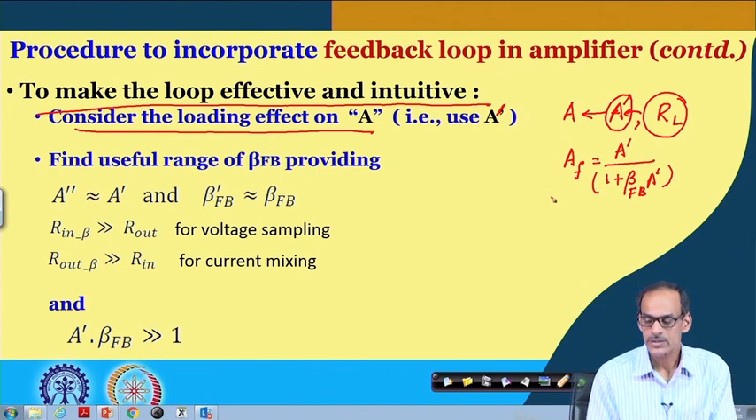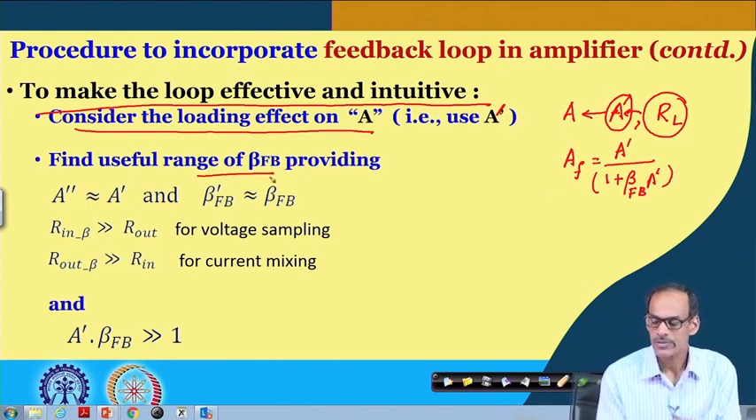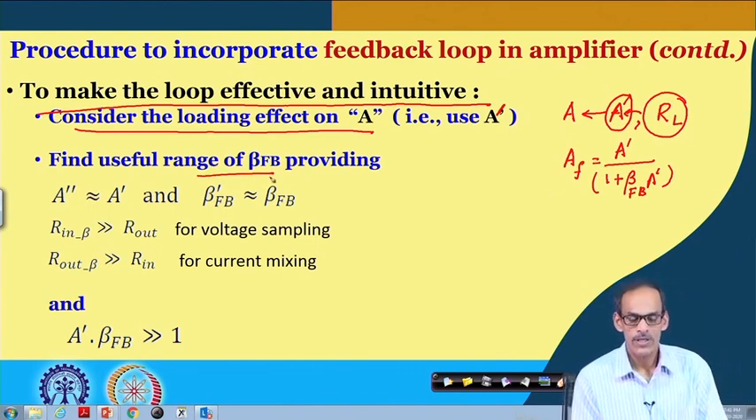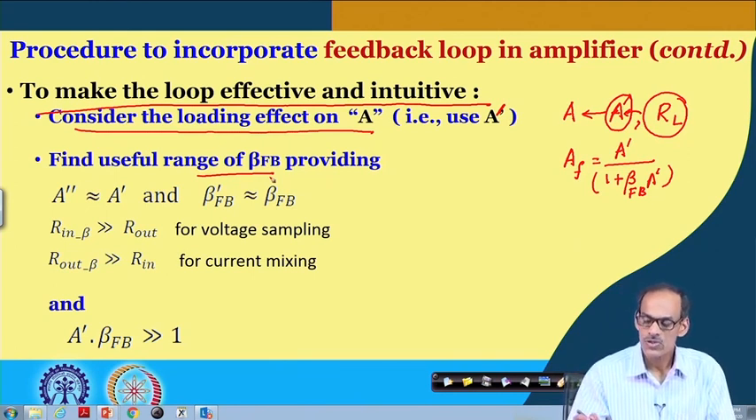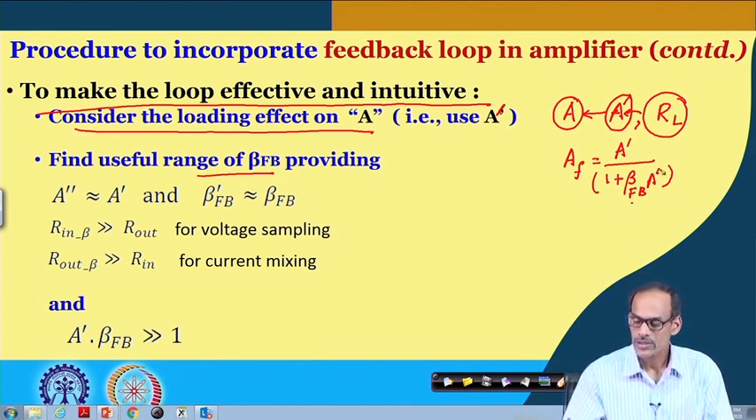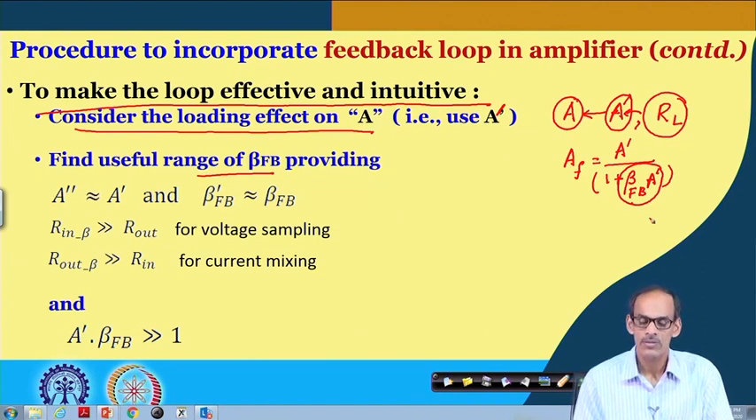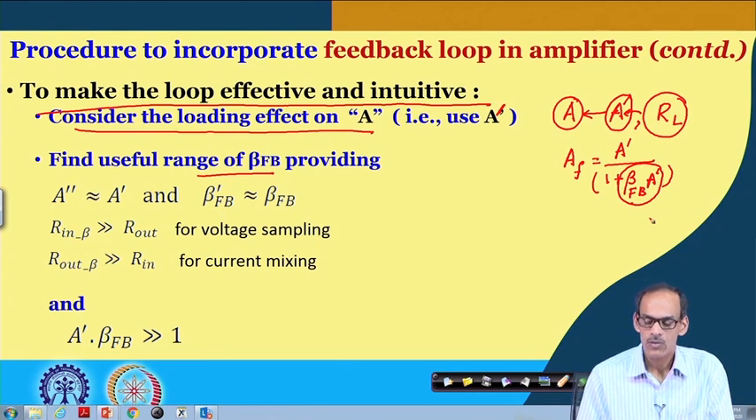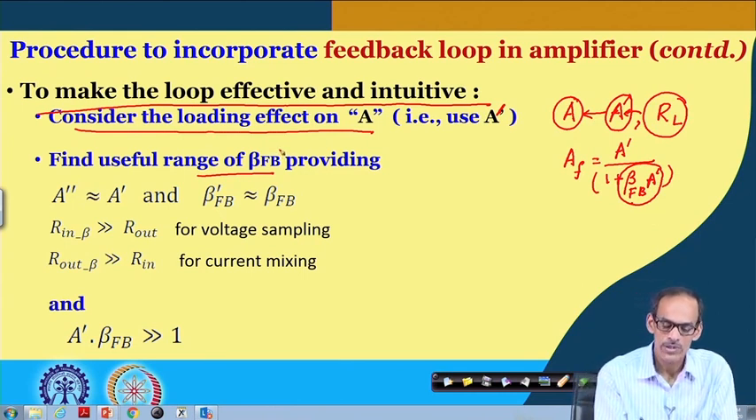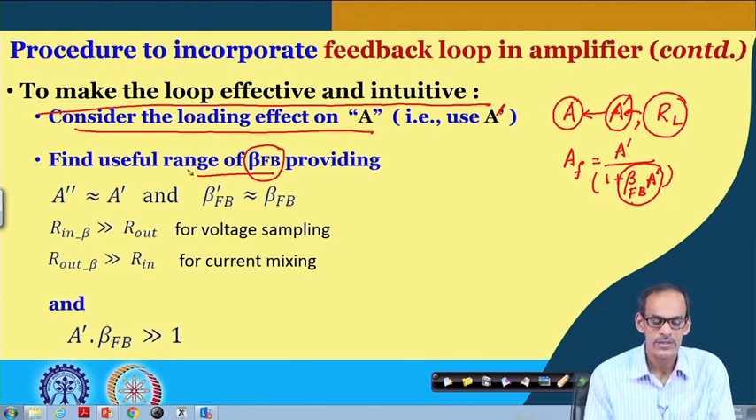Now, next thing is that we need to find the suitable range of the beta f b. Of course, based on the nature of A, beta f b is complementary in nature, so that this product, the loop gain, becomes unitless. Once you know the nature of this beta f b, next thing is what is the meaningful value of it.